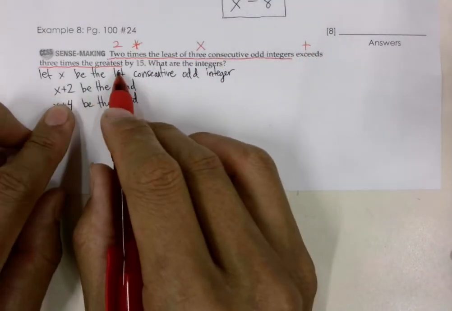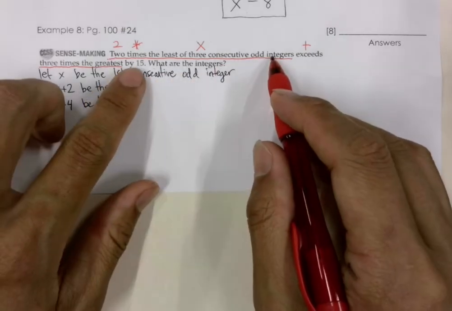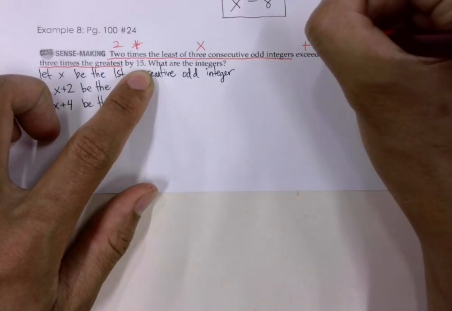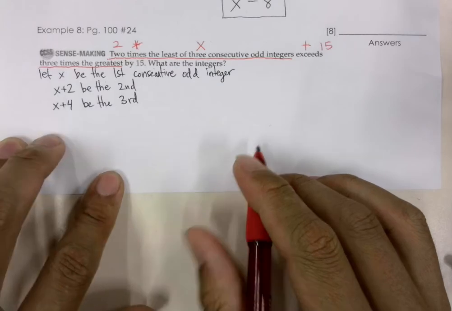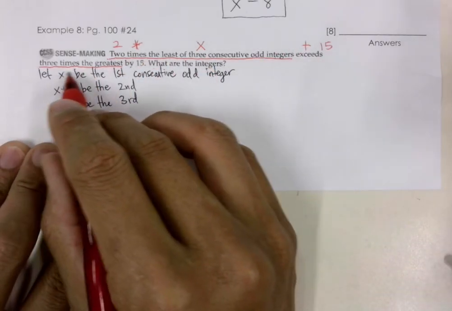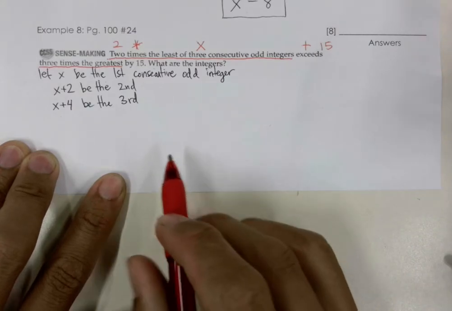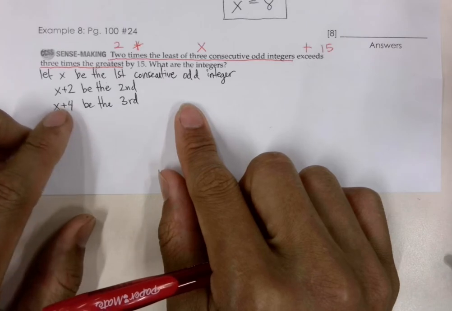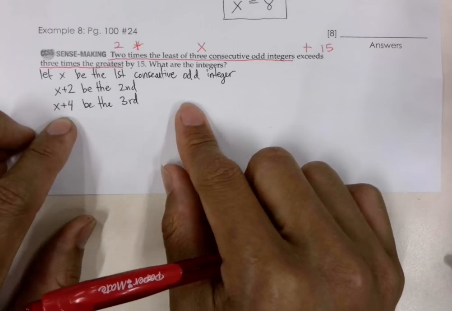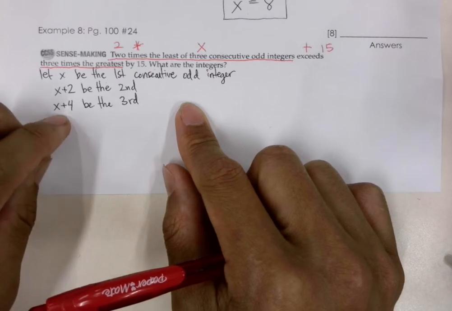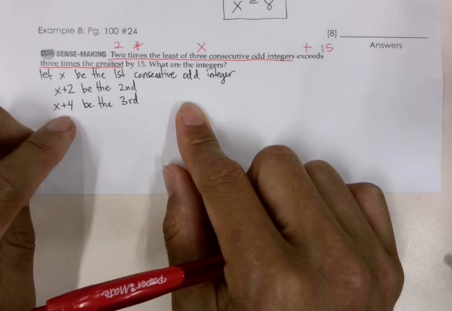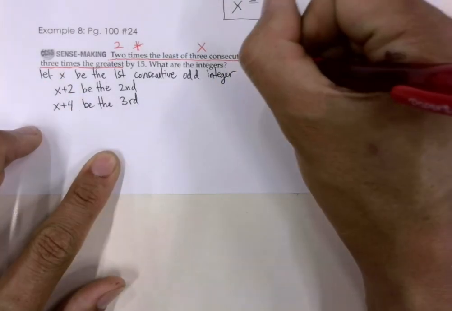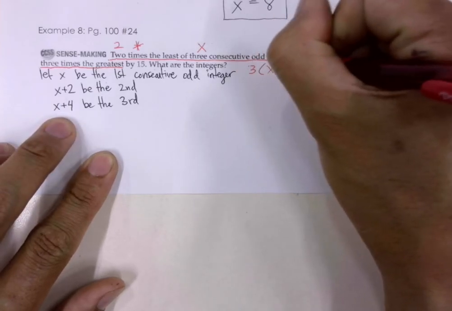Exceeds 3 times the greatest by 15. So I'm going to focus here on exceeds by 15. So plus 15. And exceeds what by 15? 3 times the greatest. And which of these consecutive odd integers is the greatest? Well, it's obviously x plus 4, because x plus 4 is bigger than x plus 2, and x plus 4 is bigger than x. So I'm going to put it over here on the side. I'm going to say 3 times x plus 4.